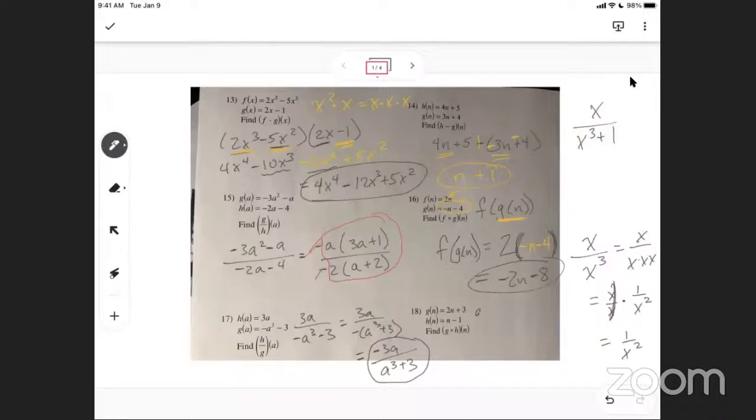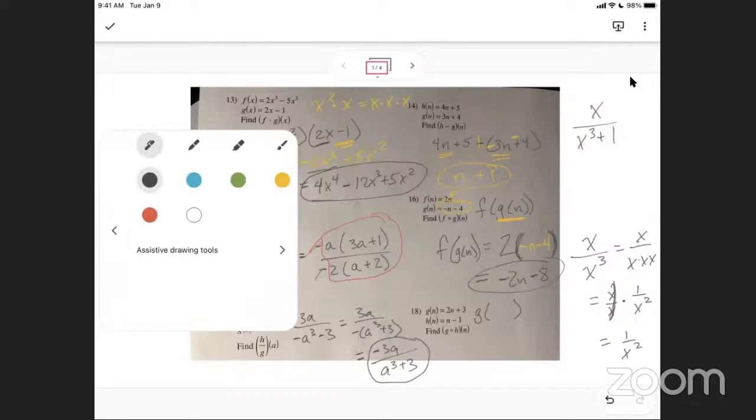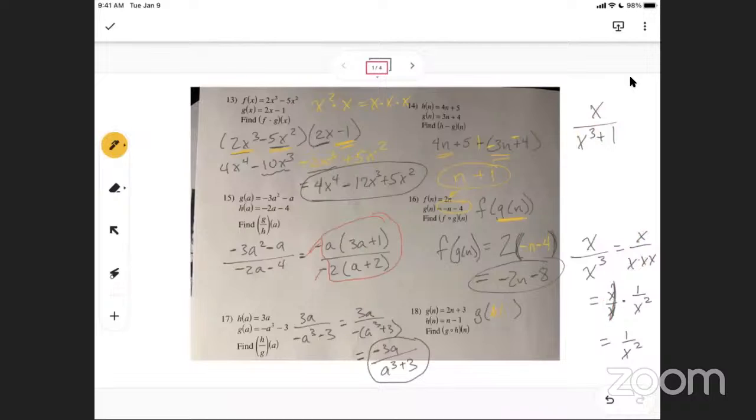Same deal with this. I'm doing g of h of n. So I'm plugging h of n into g of n. As I start to write out g of n, I don't write the n's that I see. I put a parentheses there with lots of space so that I can plug in my h of n, which is n minus 1. And then I simplify it. Distribute the 2, 2n minus 2 plus 3. Add those together, I get 2n plus 1. 2n plus 1 is my answer.